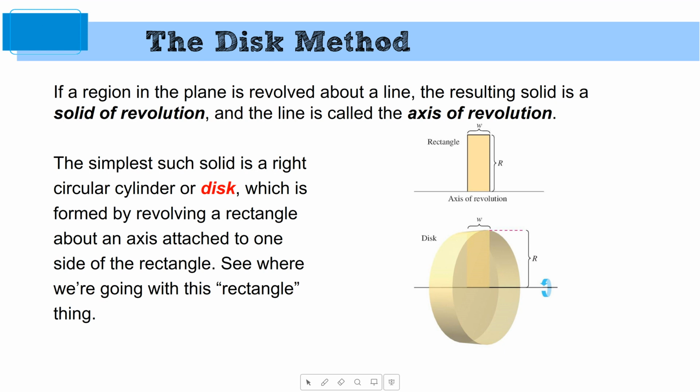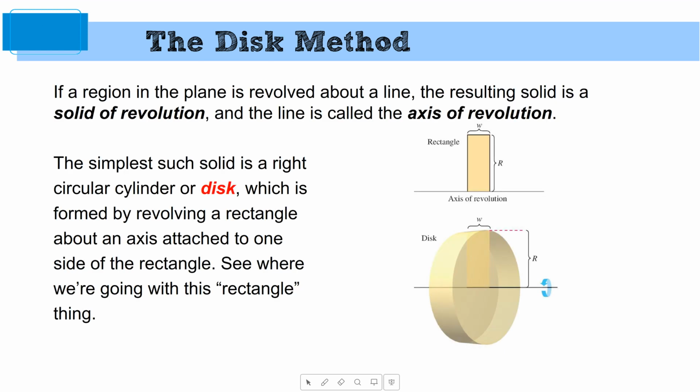The radius of the disk is the same as the height of the rectangle. The height of the disk is the same as the width of the rectangle. So if you think of that as a cylinder on its side, you understand what I'm talking about. Any questions? Pretty easy, yes? Good. So we only have one thing to do, and that is find the volume of one disk. Once you get that, the rest is easy peasy, lemon squeezy.